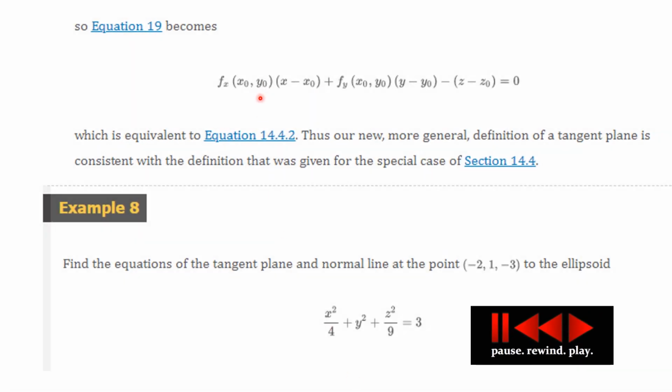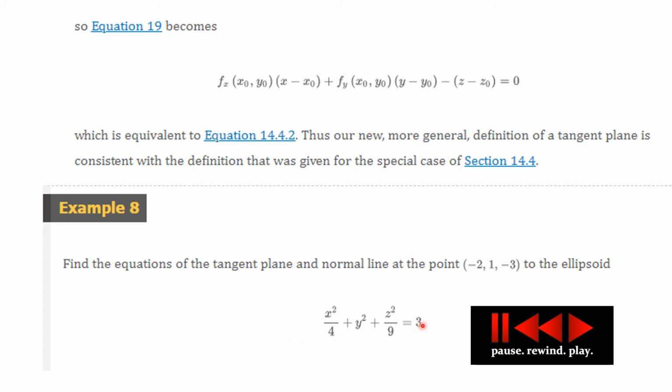And so you can get this, which is equivalent to the equation that we found before for the equation of a plane. So let's apply that then to an example. Find the equations of the tangent plane and normal line. There are two questions here at this given point, and this is (-2, 1, -3), and this is the ellipsoid that we're looking at.